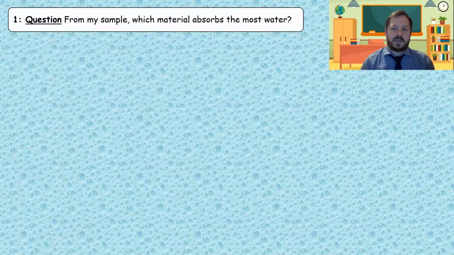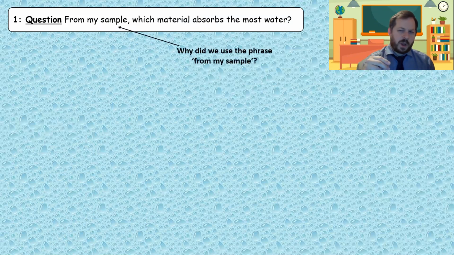So the first thing we need is our question, our aim. And in this case, our question, our aim is from my sample, which material absorbs the most water? Quick question. Why do we use the term from my sample? Have a think. Why do you think? Maybe test your parents out. Why do they think?